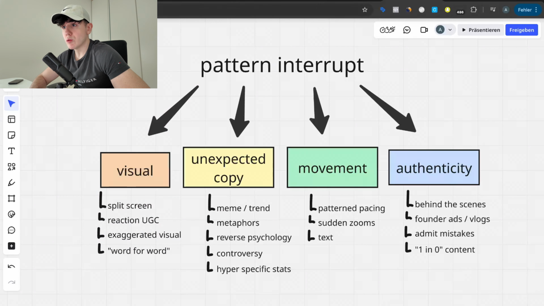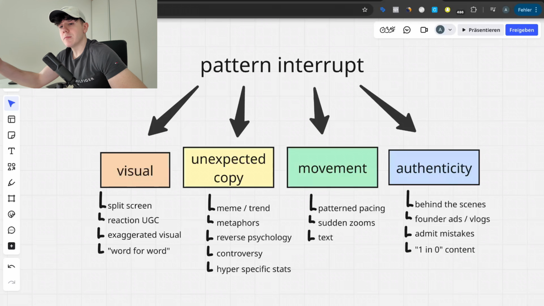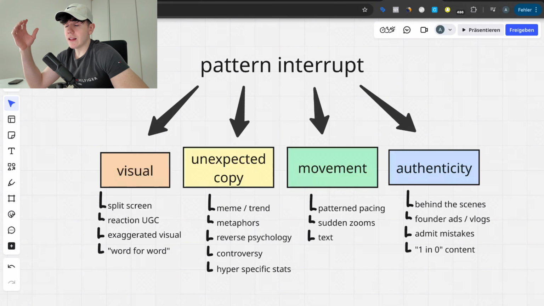You're just going to watch your drop-offs between the hook rate and the pitch rate go down. You're going to watch the CTRs go up, and everything is going to get cheaper and better for you, okay?